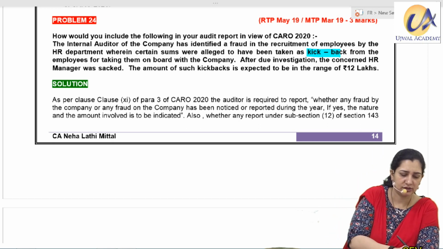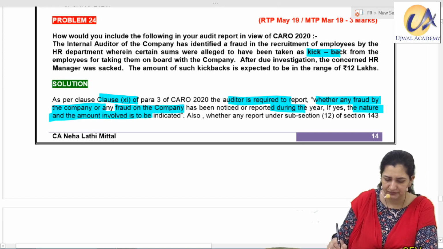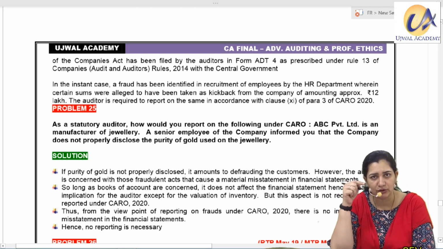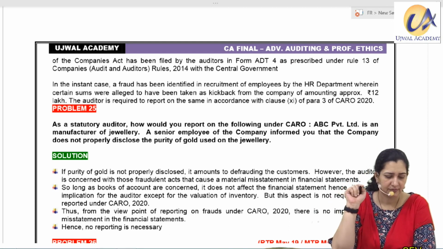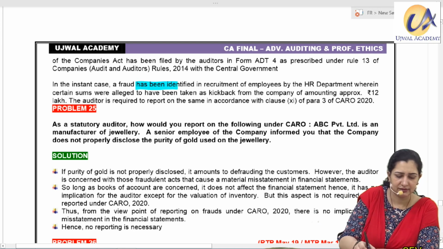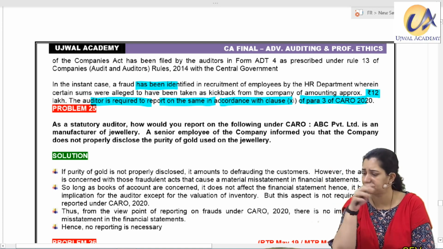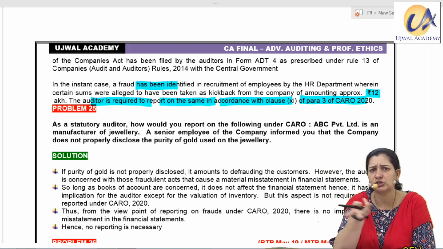Okay, clause 11 again. The auditor is to report whether any fraud by the company or on the company has been noticed, give the amount and the nature of the fraud involved. Also, the 143(12) point tells me that reporting to the CG, if it was required, would have been done in ADT-4. But here, the fraud has been identified, and the amount of the fraud is 12 lakh. The auditor has to only report on the same. So it is not to be going to the CG. I hope you understood. One more thing over here, we have not mentioned SA 240 because the question is only asking about CARO.